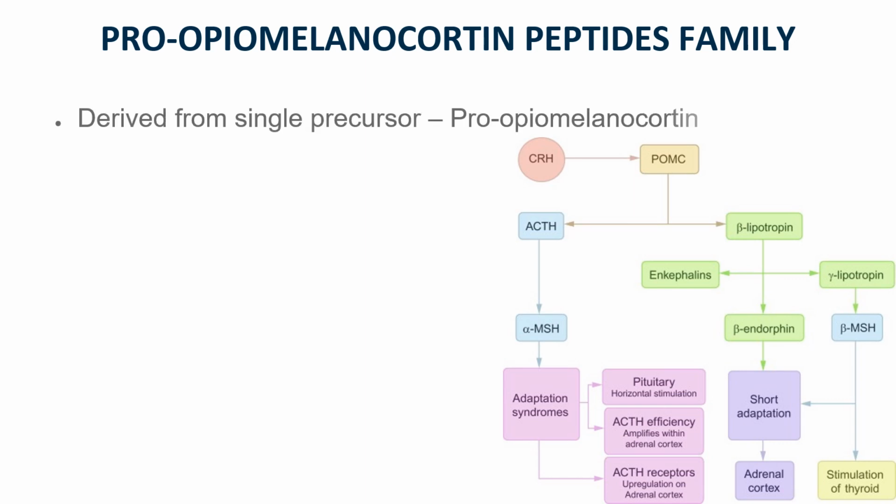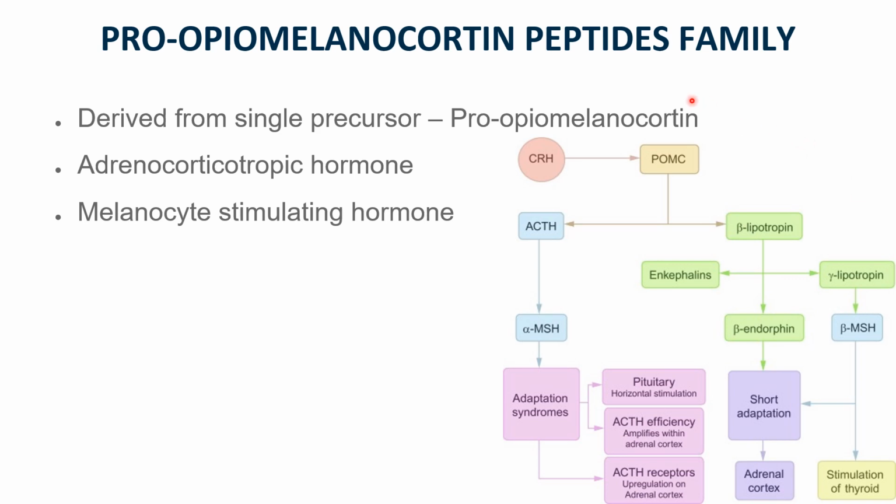Peptide family. The hormones are derived from a single precursor, the pro-opiomelanocortin. It consists of 241 amino acids. The precursor molecule is then cleaved into three fragments, which include adrenocorticotropic hormone, melanocyte stimulating hormone, that is alpha and beta, which is produced in the intermediary lobe, and then beta lipotropin and beta endorphin.